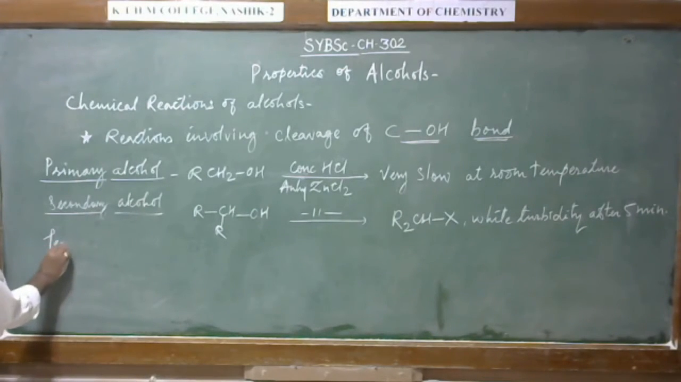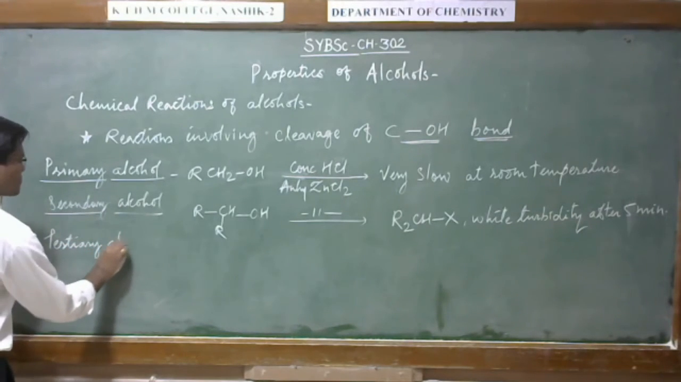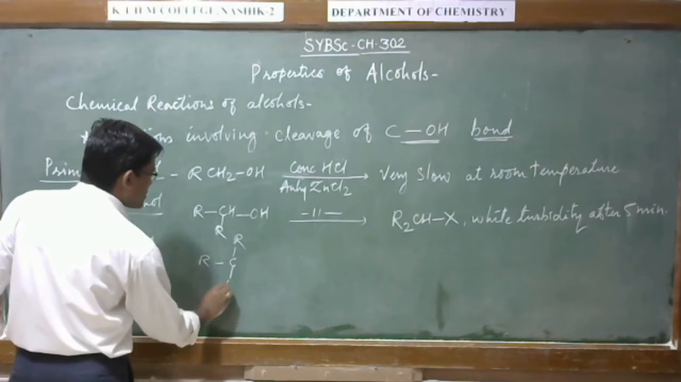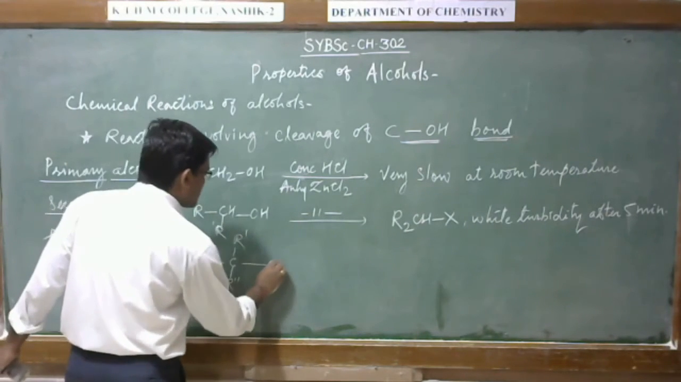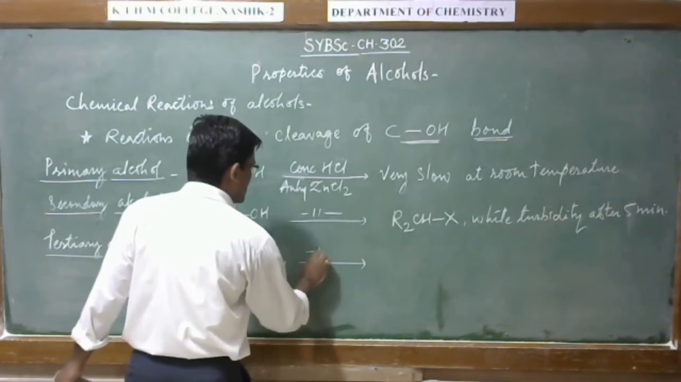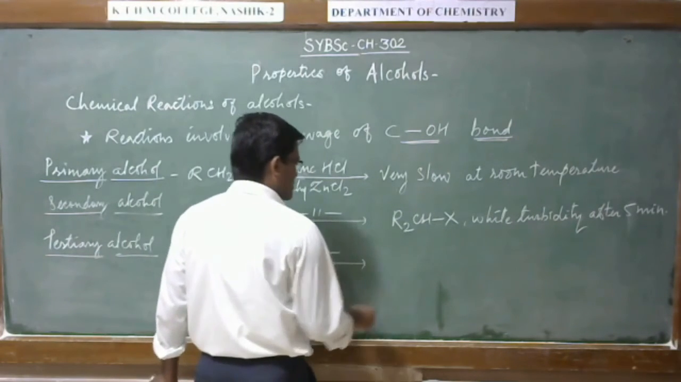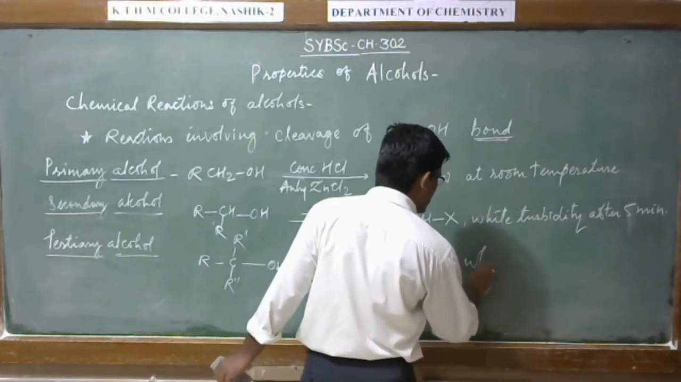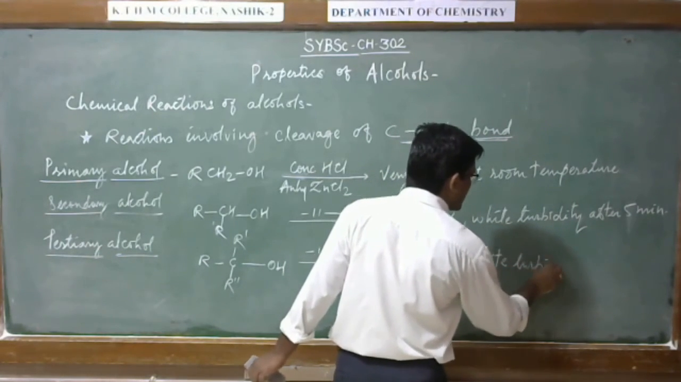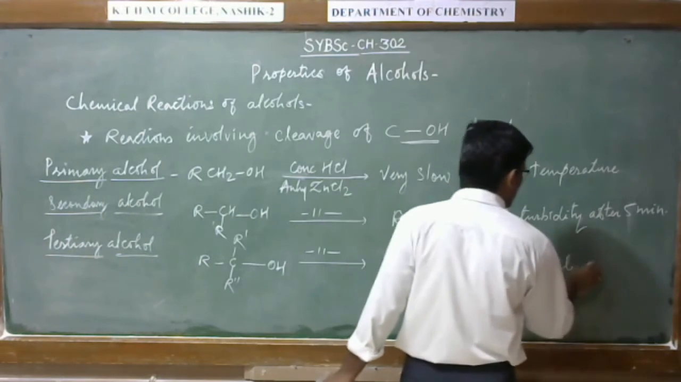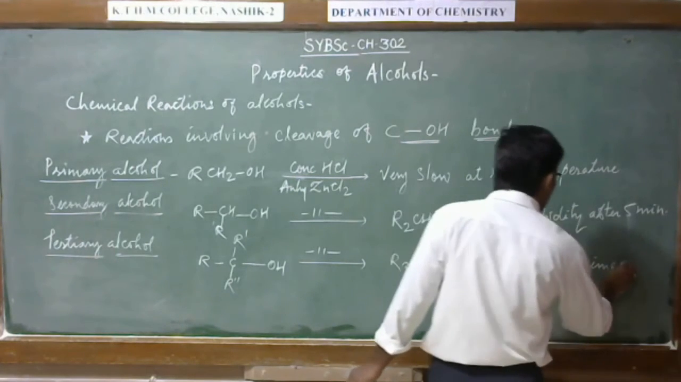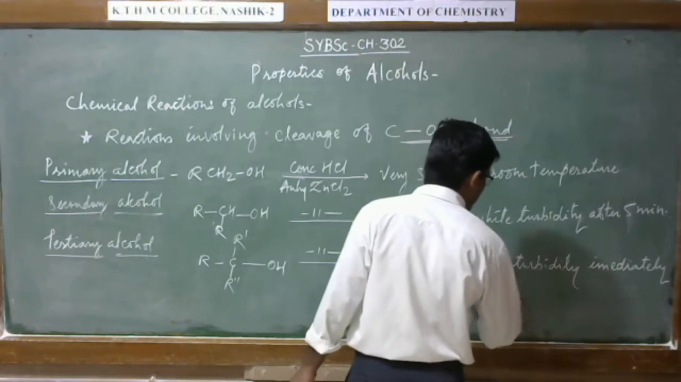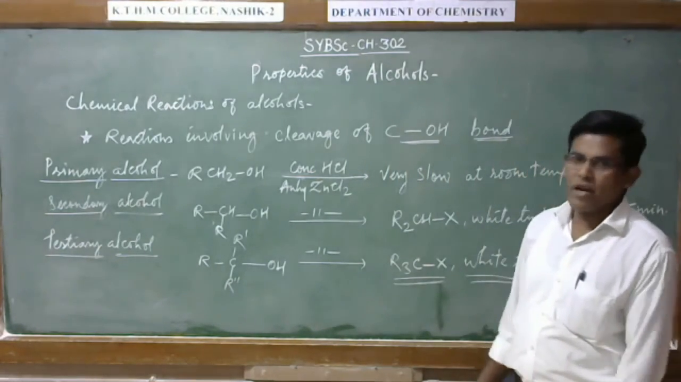Then we have tertiary alcohol. The tertiary alcohol reacts with concentrated HCl in the presence of anhydrous zinc chloride, an aqueous reagent, and gives alkyl halide, white turbidity immediately. Instant white turbidity will appear.